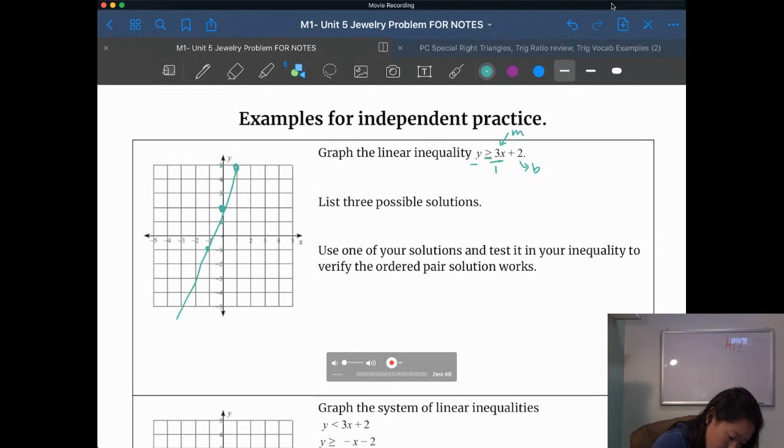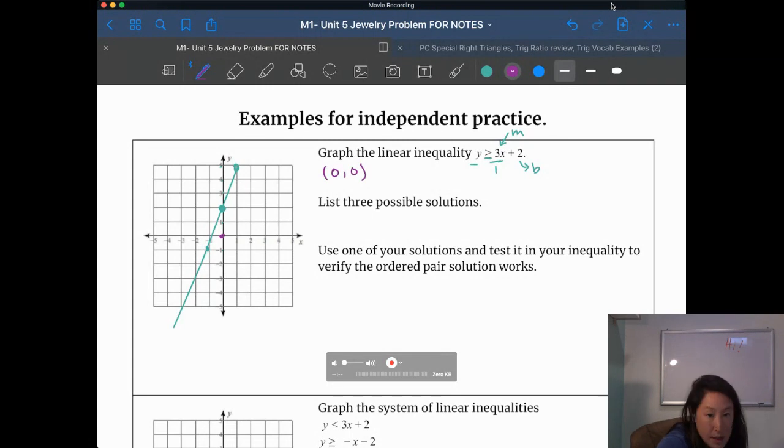Should we go through all? Okay. And then I'm going to test a value. So right here, 0, 0. I'm going to test it in my inequality to see which side I need to shade.